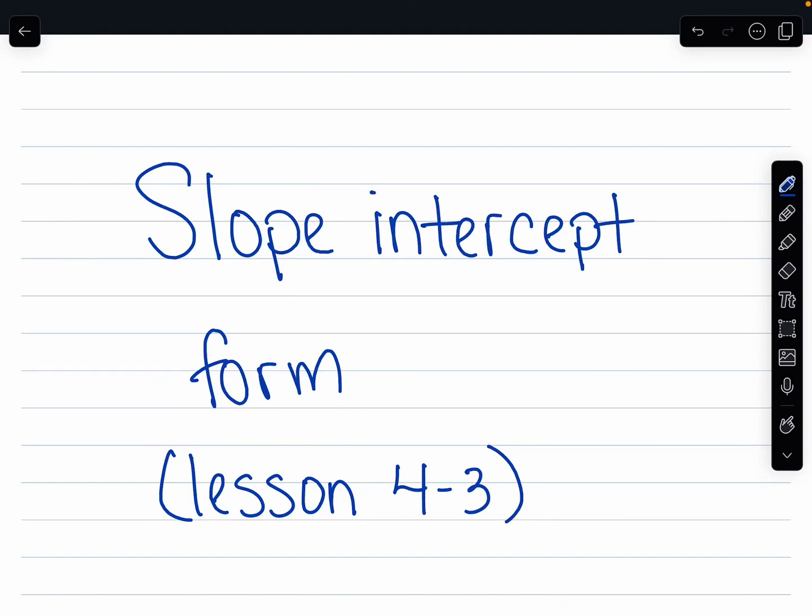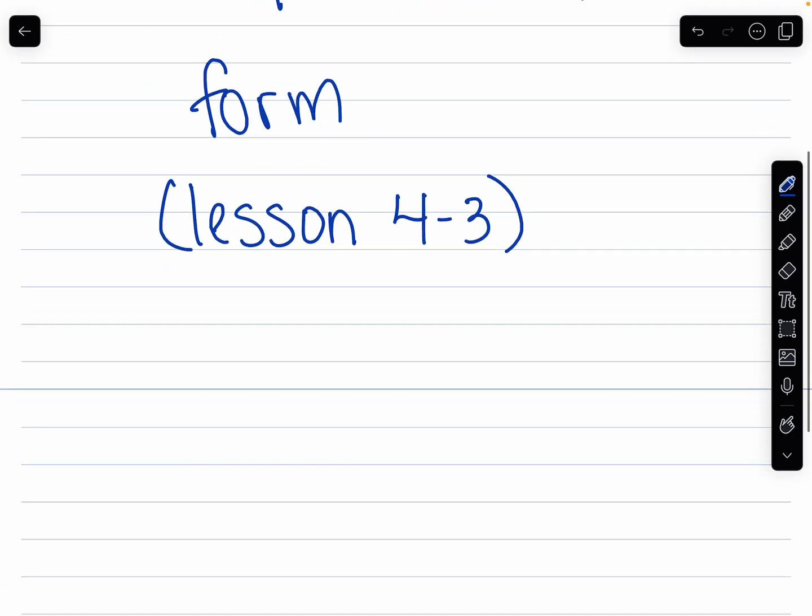Okay, today we're starting slope-intercept form, which I think you guys looked at some last year. Does anyone remember what the equation is for slope-intercept form? Rise over run. Well, rise over run is how you find slope. Y equals mx plus b.